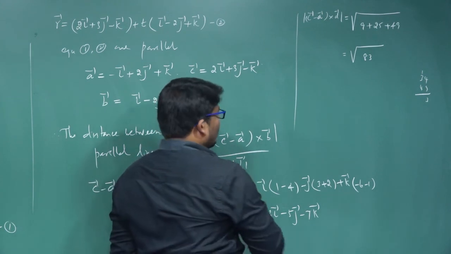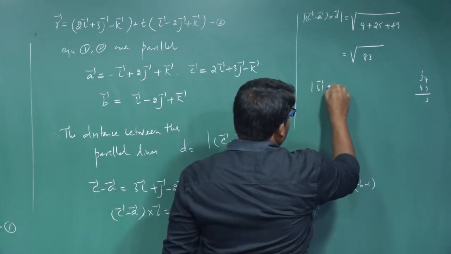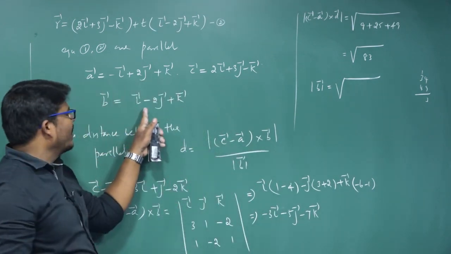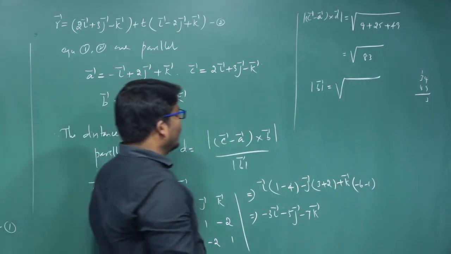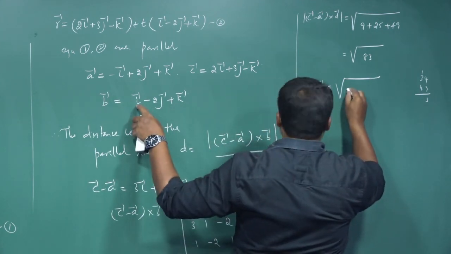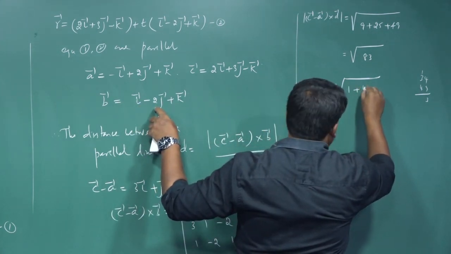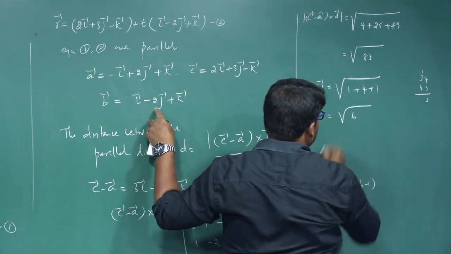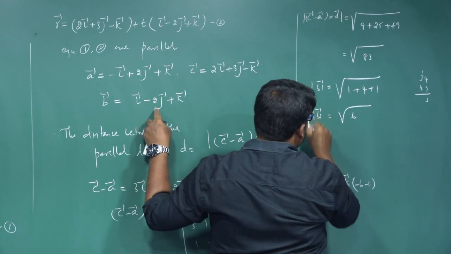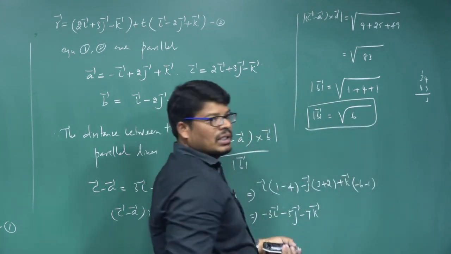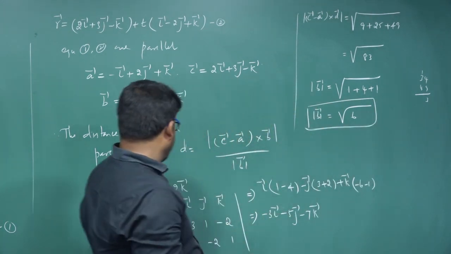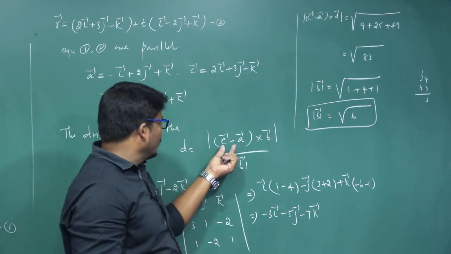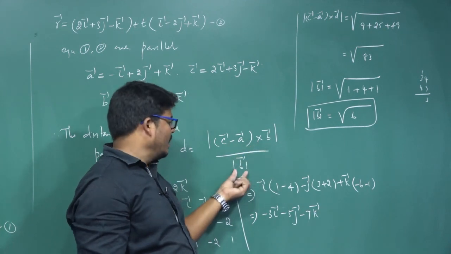Next, now find the modulus of B vector. Modulus means square root of the sum of squares of the values. Already B vector is i vector minus 2j plus k vector. 1 squared is 1, minus 2 squared is 4, 1 squared is 1. Root of 4 plus 1 is 5, plus 1 is 6. Modulus of B vector equal to root 6. Now find the distance between the parallel lines, D equal to modulus of C vector minus A vector cross B vector by modulus of B vector.